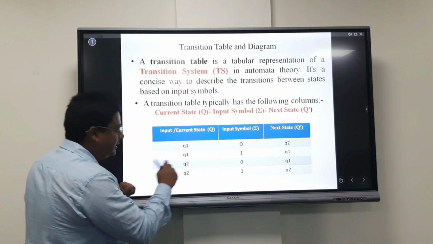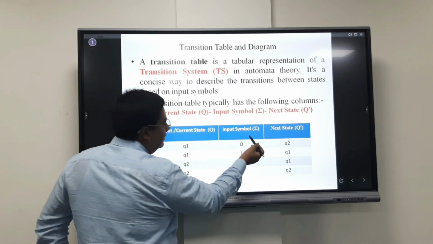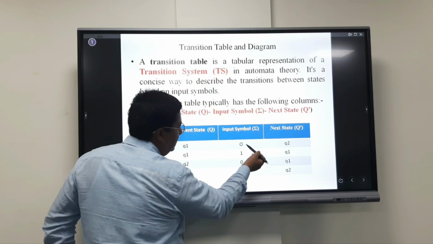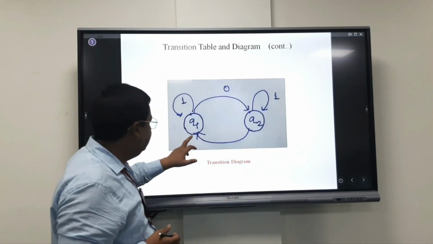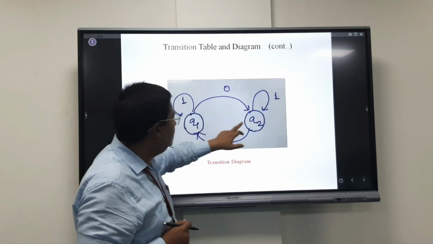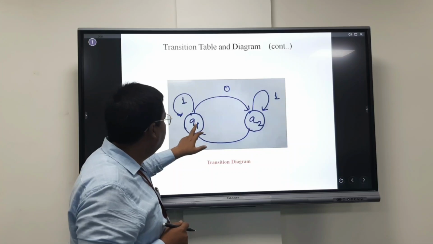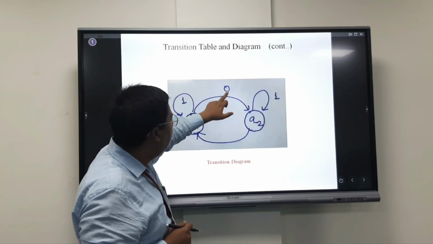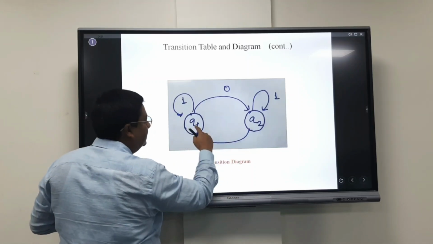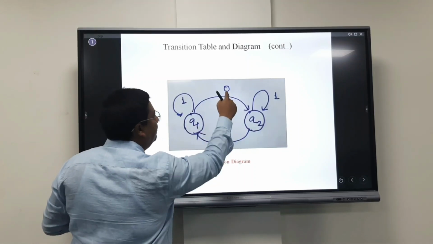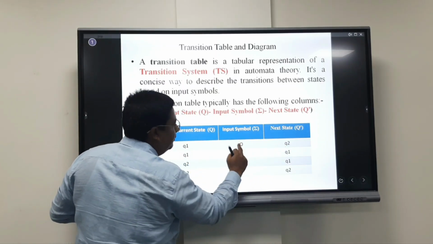So currently, what is the point to be noted? Q1 and Q2 are the two states. We have only two inputs, 0 and 1. Now, I made it. These are the two states Q1 and Q2, and at state Q1, getting 0 as input, it reaches Q2. Q1 is going to Q2 when the input is 0.